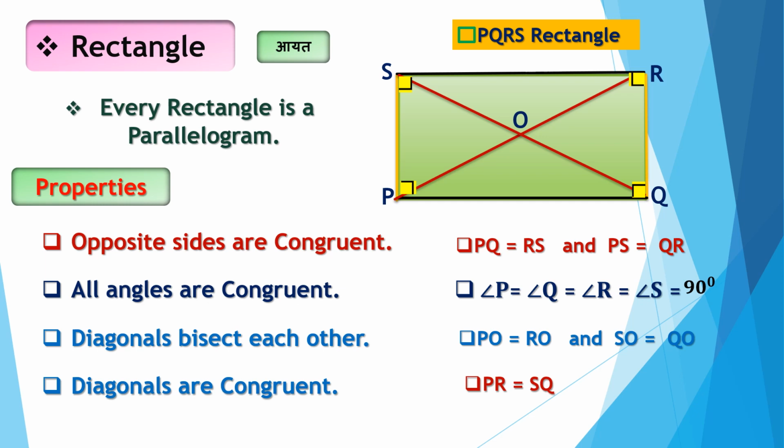Here we remember that every rectangle is a parallelogram, but every parallelogram is not a rectangle. If an angle of a parallelogram is 90 degrees, then the parallelogram converts into a rectangle, but every rectangle is a parallelogram.